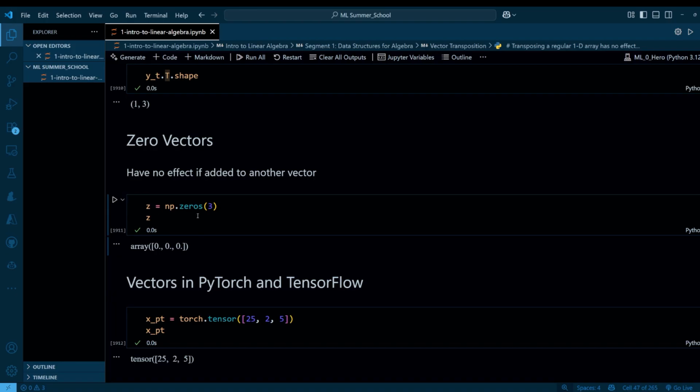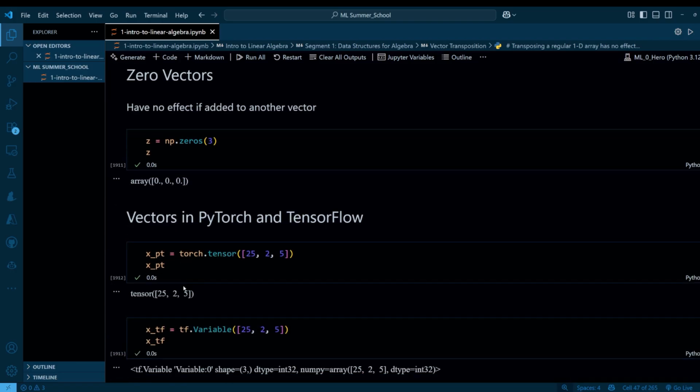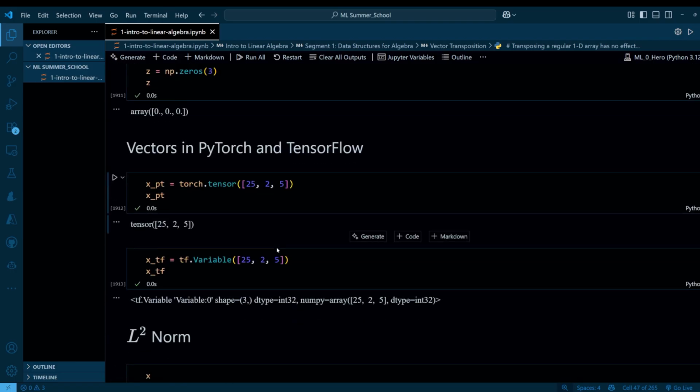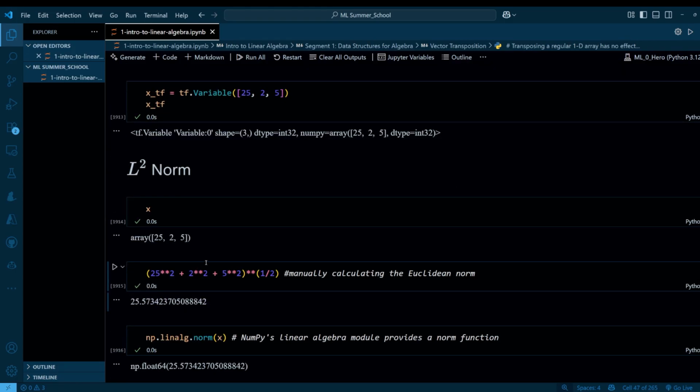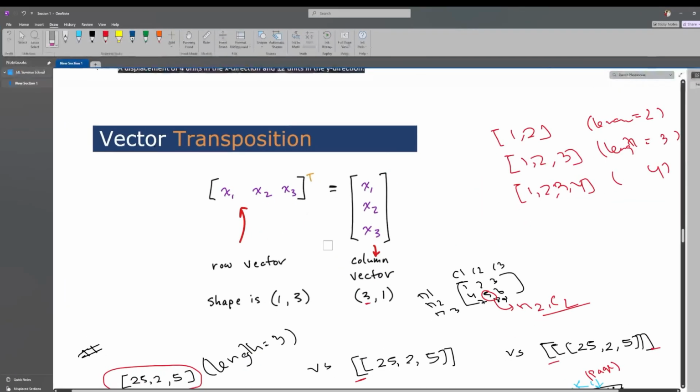With np.zeros, we want all of the values to be 0, and we specify how many zeros: 3. That's it. That's how we do it with vectors in PyTorch and TensorFlow. A vector of length 3, like 25, 2, 5, is how we do it in PyTorch and in TensorFlow. Now let's go for norm, a different topic.